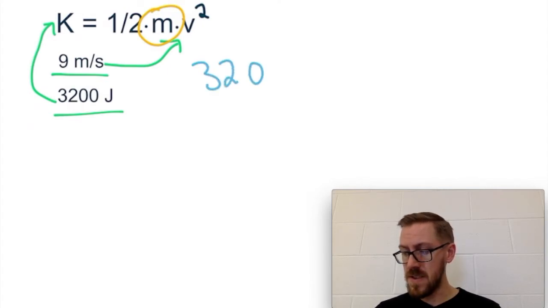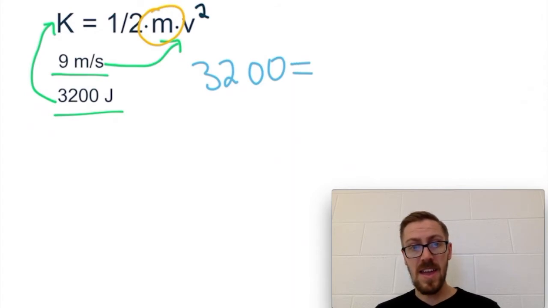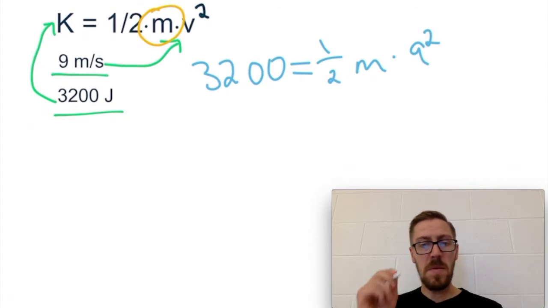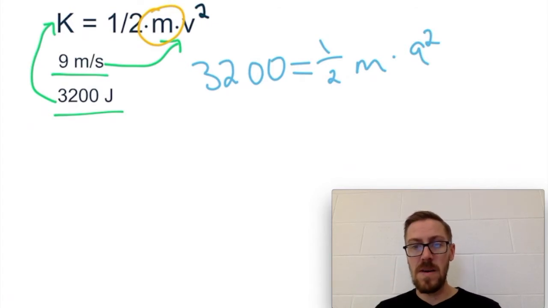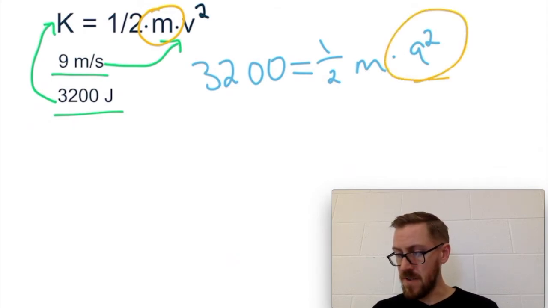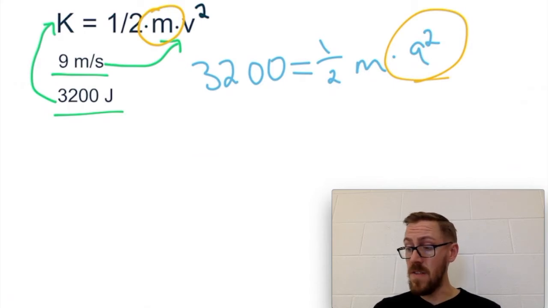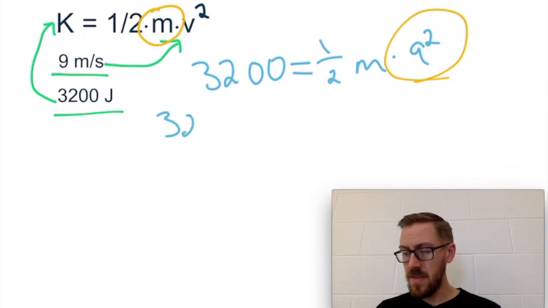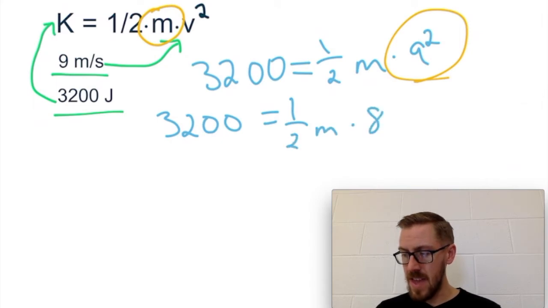3,200, that's our energy, equals 1/2 times M times 9 squared. Now, different people like to do different things, but we have to remember our order of operations. So to solve this using algebra, we need to take care of that first. So 9 squared is 81. We need to solve that first. Exponents come before multiplying and dividing. So then we have 3,200 equals 1/2 times M times 81.